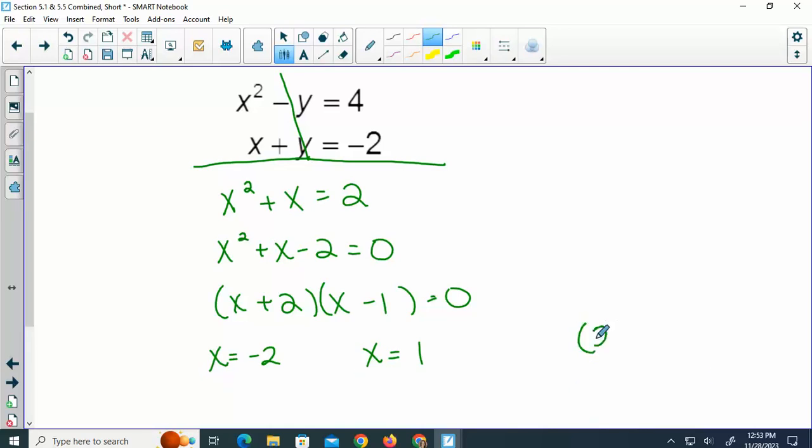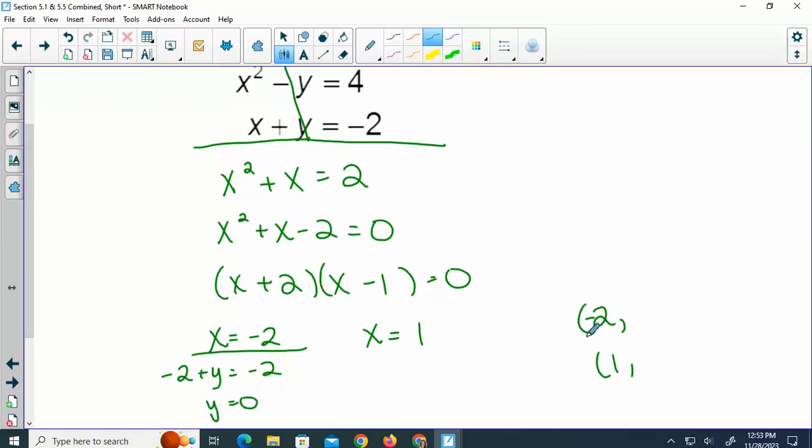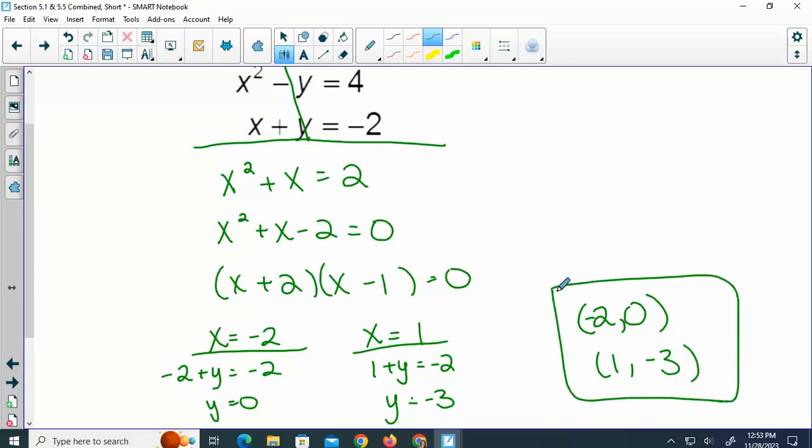That's giving us basically two different ordered pairs. We need to find the y for each of them. So we can plug into either equation. I might just go with the second one. So if I put that in, I'd have negative 2 plus y equals negative 2. Add that over and we get y equals 0. So negative 2, 0 is a point. I plug in a 1. 1 plus y equals negative 2, so y is negative 3. Is that one okay?